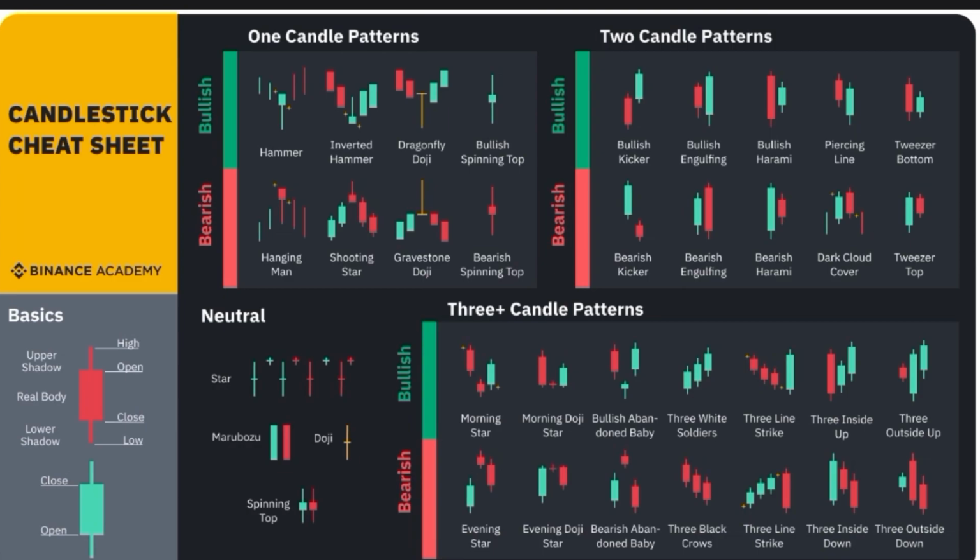Individual candlesticks form candlestick patterns that can indicate whether prices are likely to rise, fall, or remain unchanged. This provides insight into market sentiment and potential trading opportunities.